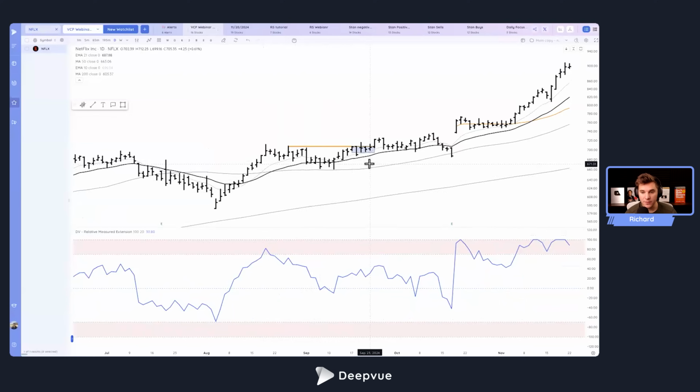RME will also be available in the Deepvue technical patterns. We haven't added it yet, but that will also be a way to use this indicator using the technical patterns indicator, just like we use with RMV.